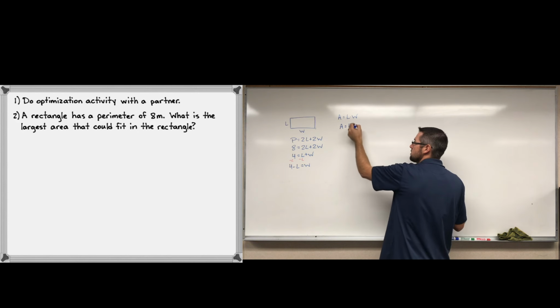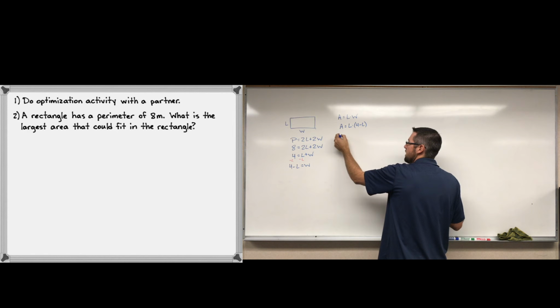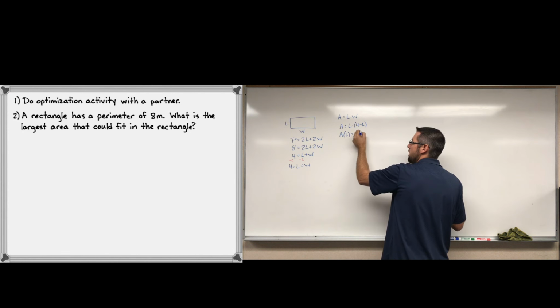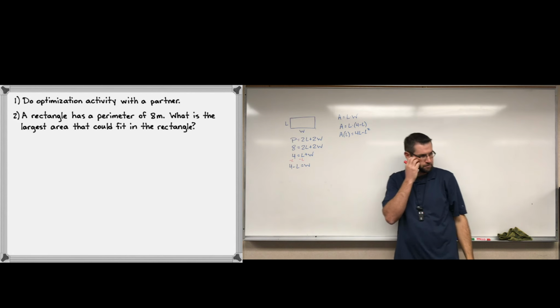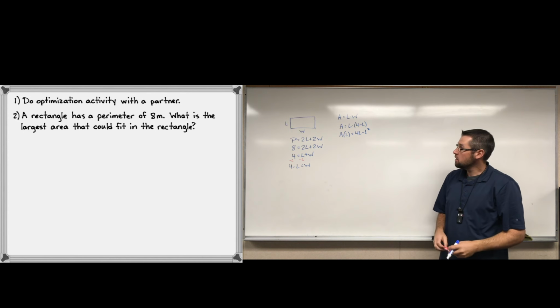L times 4 minus L. So then area with respect to L is equal to 4L minus L squared. So again, another parabola. Now what?